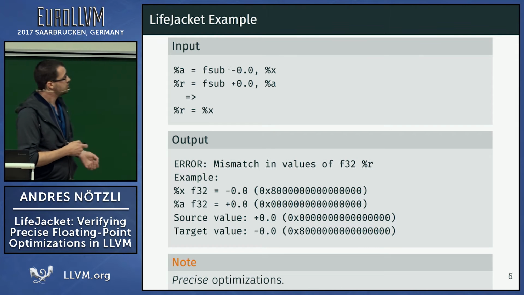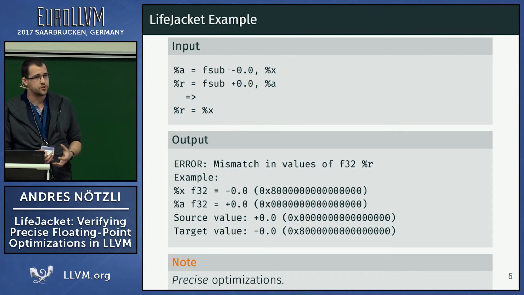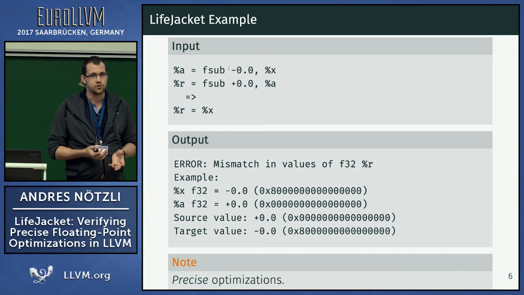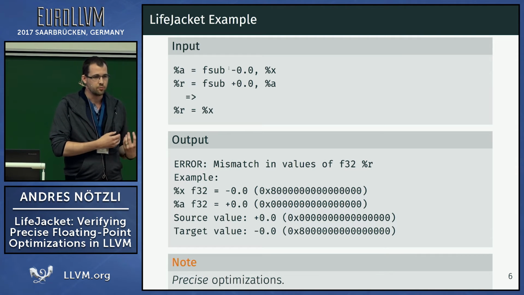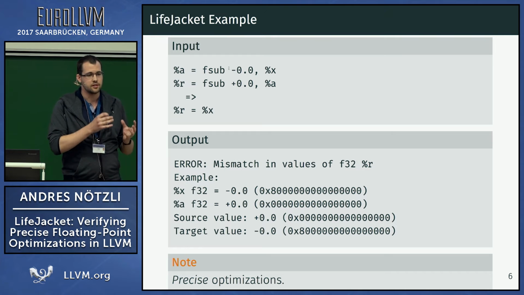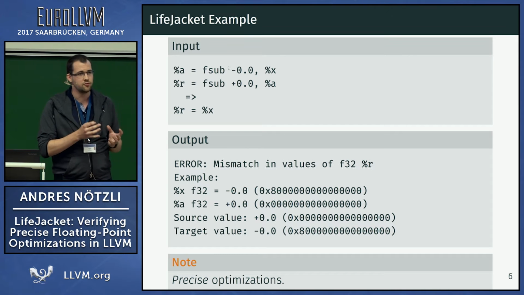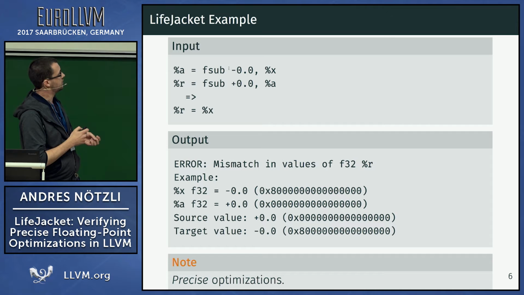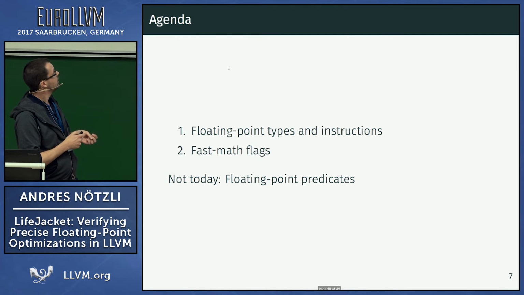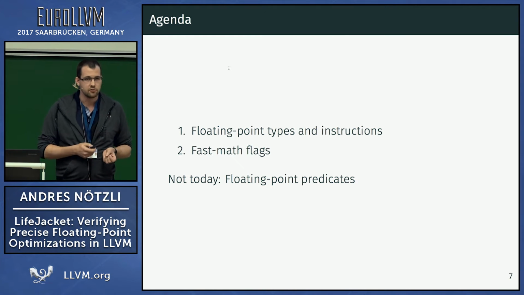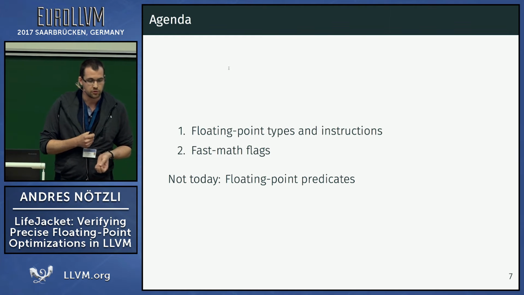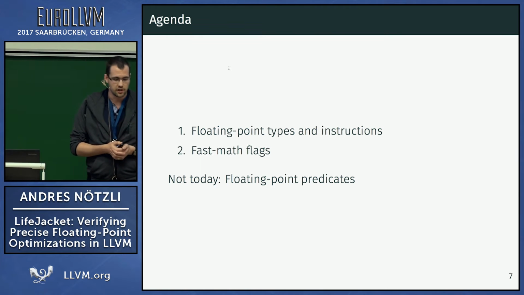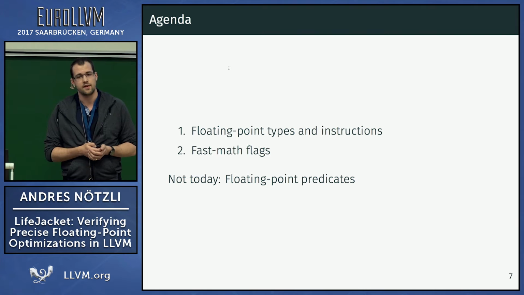Now, I should note that for the purpose of this talk, we're really interested in floating point optimizations that are precise, that preserve the bitwise meaning of the program. Now, for the remainder of the talk, I would like to talk about the floating point types and the instructions that Lifejacket supports, as well as the fast math flags.